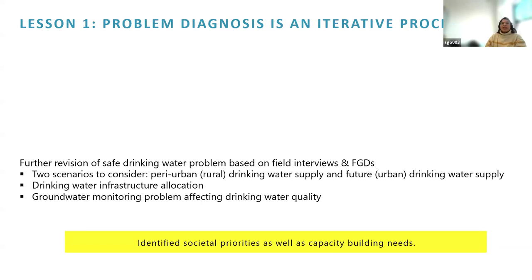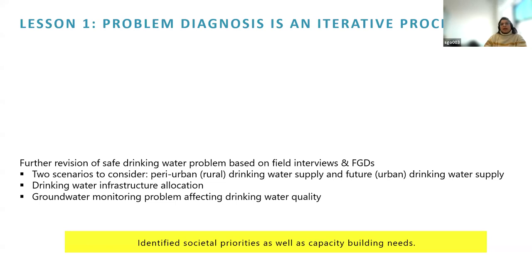The second was similarly the infrastructure allocation problem, but this was quite different from the water quality problem. And that was largely relating to the groundwater, the way groundwater was monitored in the region. So in this way, we could further break up the problem into a current versus future problem, but also in terms of water access versus water quality.